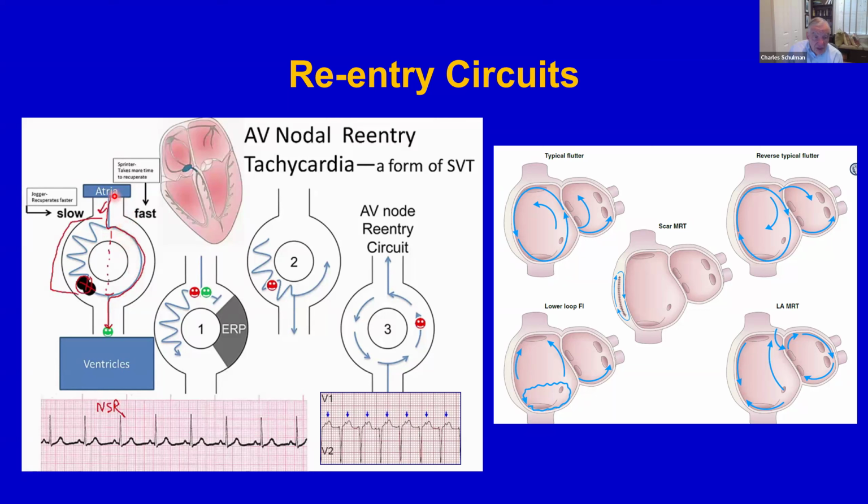So what happens here is, by the time the impulse gets to here, this hasn't arrived yet, and so the impulse goes to the ventricles, and you have sinus rhythm, as noted here. If, however, there's a block in the fast pathway, then the impulse travels slowly down the slow pathway, and by the time it gets to this point, the fast pathway has now recovered, and therefore it travels retrogradely up the fast pathway, and then around and around, and that's called a reentry circuit.